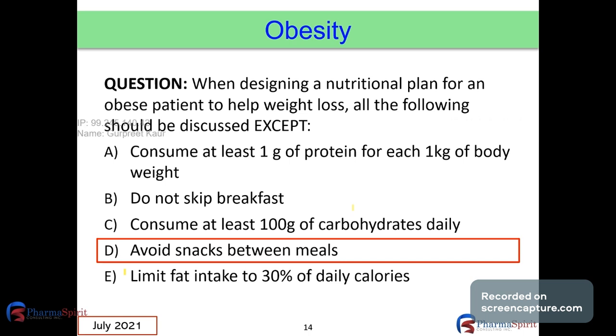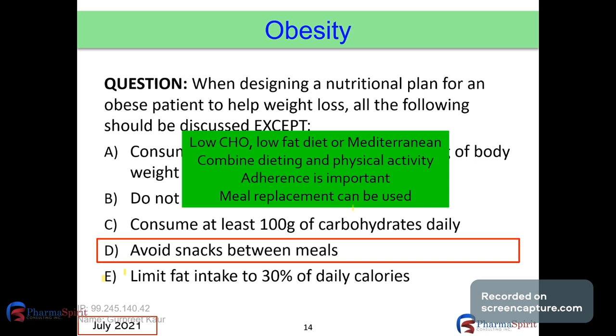So it is important for the patient to use carbohydrates in a complex format like the ones in beans and whole grains. As we mentioned before, patients should not skip breakfast. The last one, E, this is also an important one. So limiting the fat intake to 30% of the total daily calories is important, not only for weight loss, but also to prevent cardiovascular comorbidities. And in fact, using low-fat diet was found to be comparable to using low-carbohydrate diet.